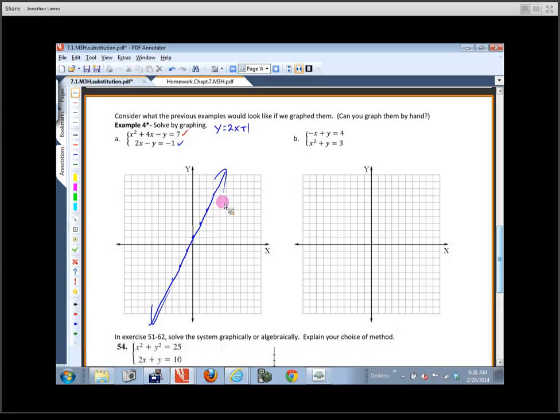Again, before you grab your calculator, let's stop and think about this. This would be y equals x squared plus 4x minus 7. Correct me if I'm wrong, this parabola opens up. Where's the vertex?